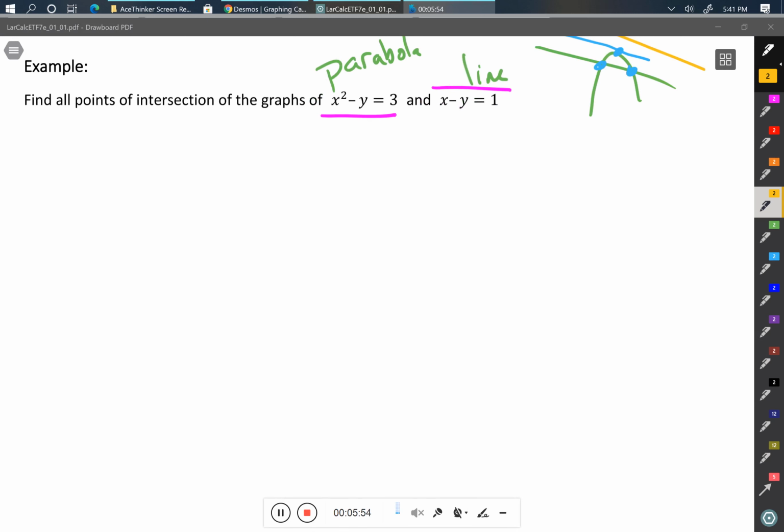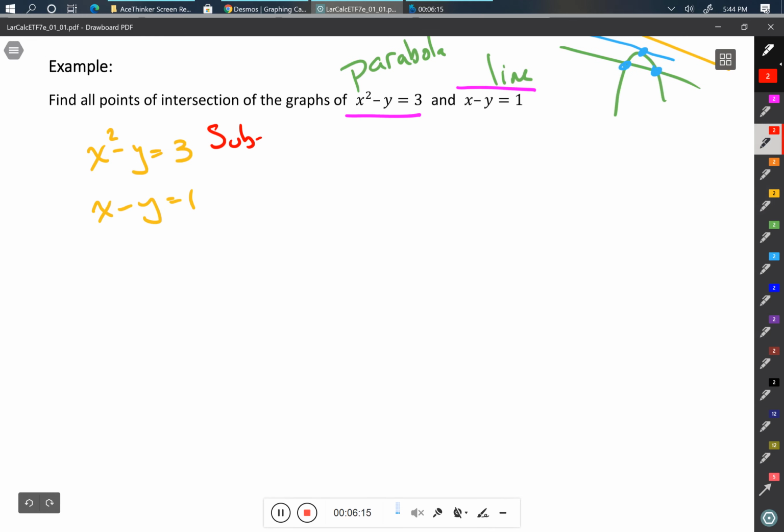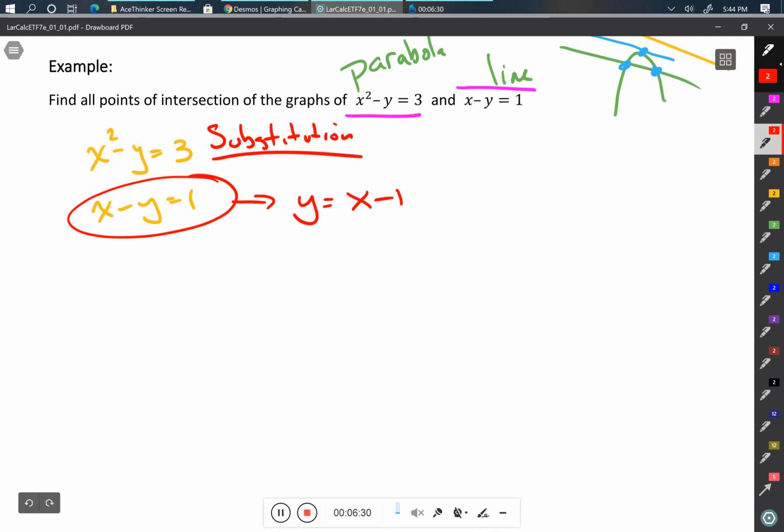Now, the way I solve this simultaneously is, I'm going to set up a system of equations and solve. I have x squared minus y equals 3, and I have x minus y equals 1. Since one of these is linear and one is quadratic, I'm going to use a technique called substitution, where I solve one of the equations for one of the variables and substitute into the other equation. I'm going to solve the second equation for y, and I get y is equal to x minus 1.